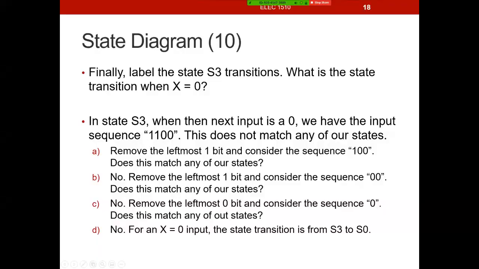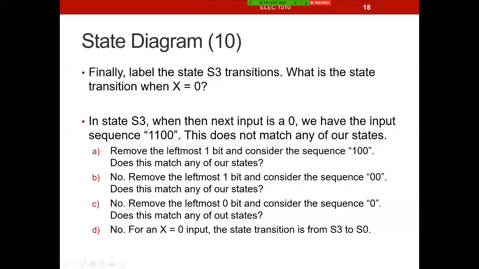All right. So in state S3, when the next input is a 0, that means we've seen the input sequence 1, 1, 0, 0. And we ask, does that match any of our states? No, we don't have a state that recognizes 1, 1, 0, 0. We're going to remove this leftmost bit, the oldest bit in the sequence, and consider the sequence 1, 0, 0.